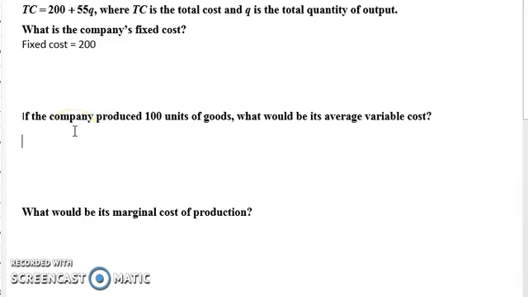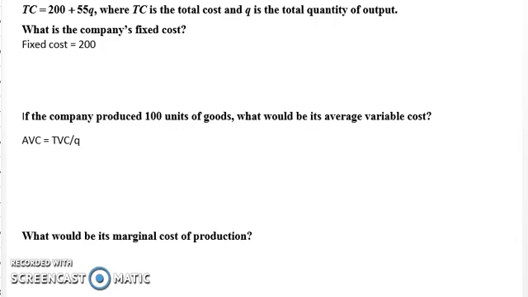Next question. Okay, so the company produces 100 goods. We want to know what will be the average variable cost at this quantity of 100. Average variable cost is your total variable cost divided by your quantity. So where is our variable cost? If our fixed cost is the 200, then the 55Q shows the variable cost. Variable cost will increase as we increase our output.